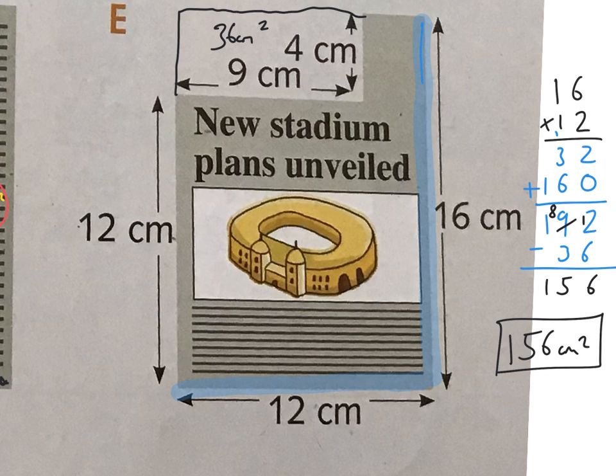Once again, it doesn't matter which method you used. You may have decided to split that shape horizontally and do it, or split it vertically and do it. You might have done it the way I did it, but in any case, your answer should be 156 centimetres squared.